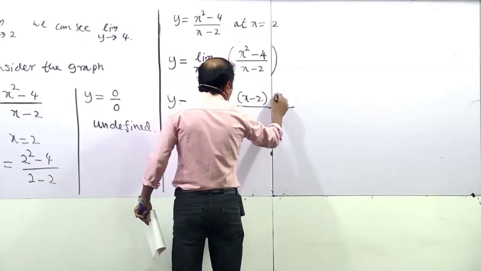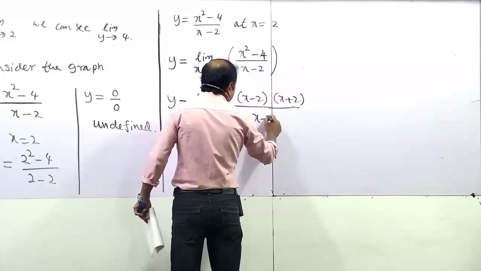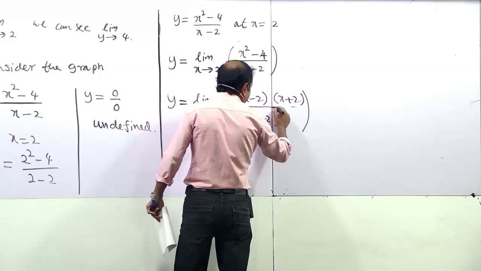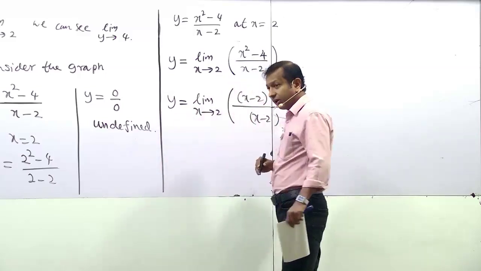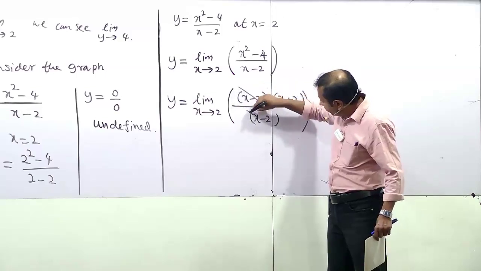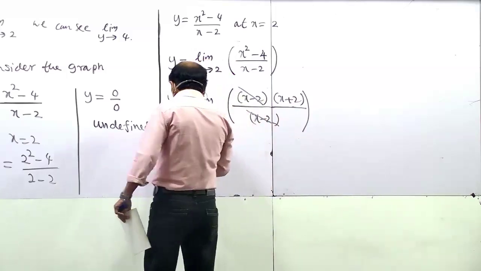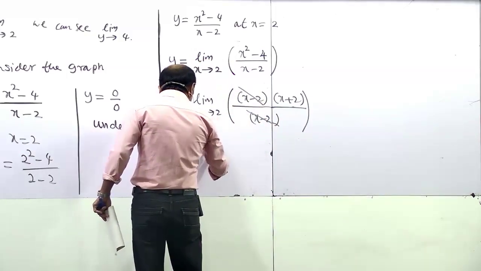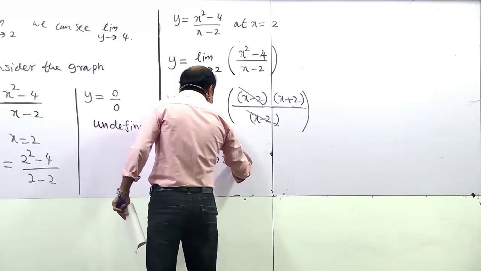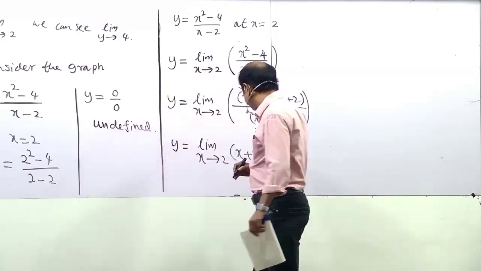X minus 2, x plus 2. X minus 2. Okay. Now cancel down like this. This 2. Y. With x going to 2. Okay.